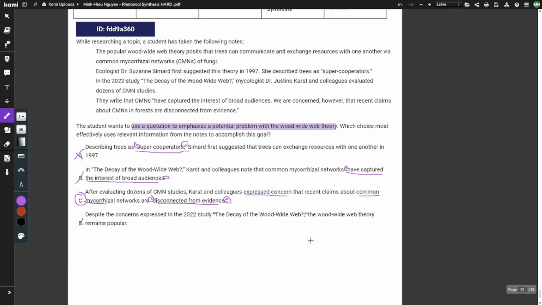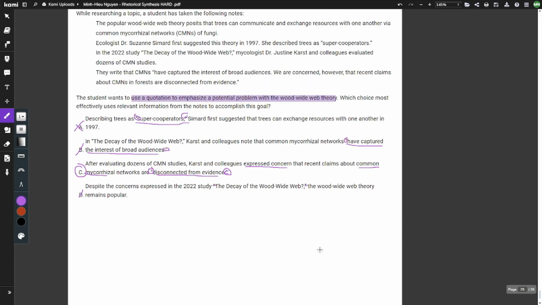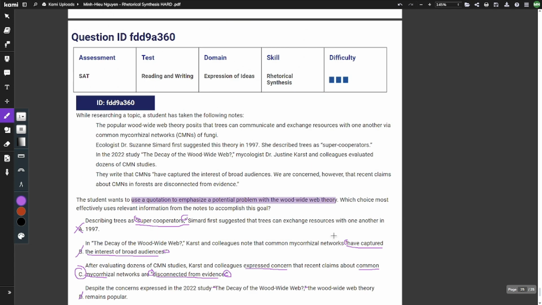Okay, that's finally all of rhetorical synthesis, all 25 problems, and hopefully now you understand that these bullet point questions will be the easiest questions.